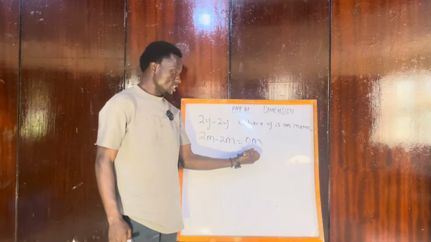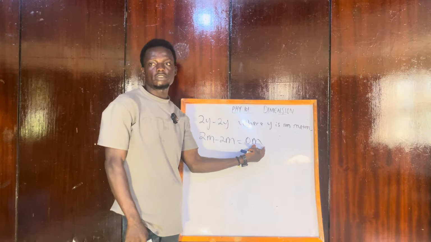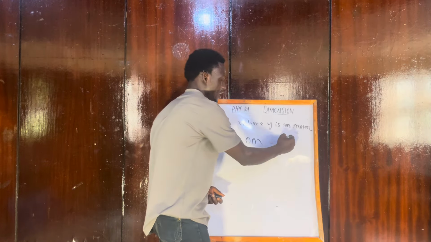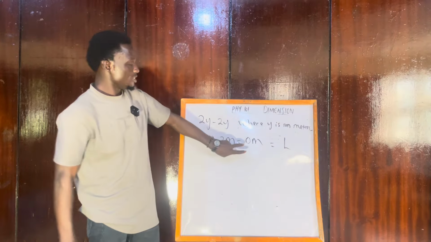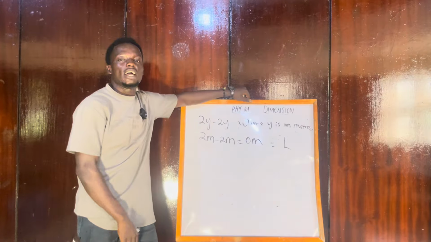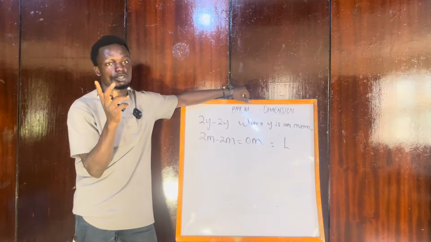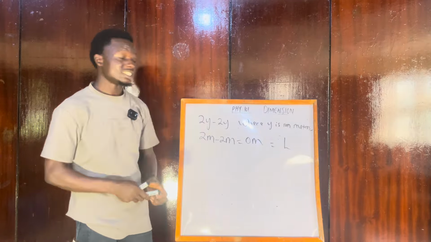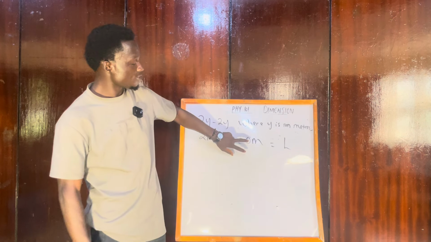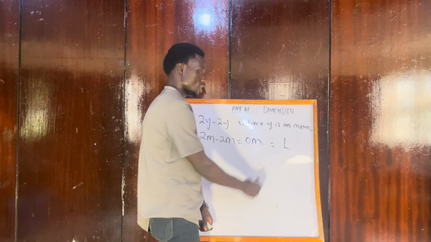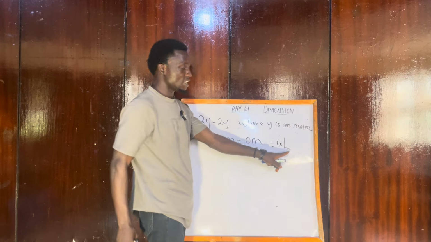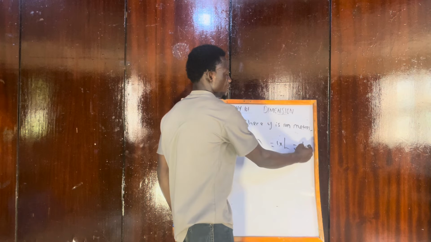Now this meter, what's the dimension for meter? That's L. Are we together? Now this 0 here is just like a constant. Every constant has a dimension of 1, meaning that they are dimensionless. When we are saying something is dimensionless, it means the dimension is 1. So this 0 here has a dimension of 1, and this meter has a dimension of L. So 1 multiplied by L is still L.